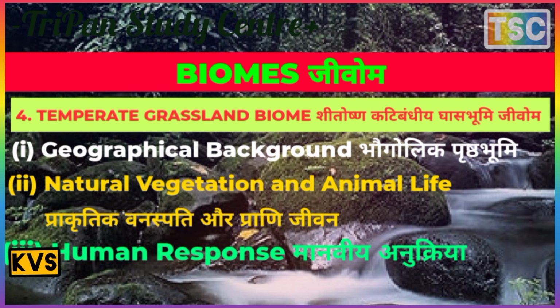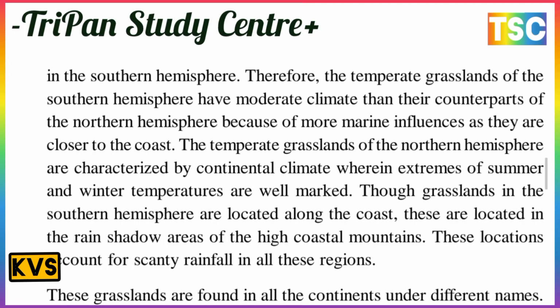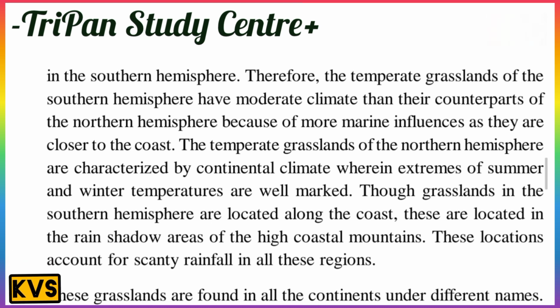The temperate grasslands are typically located in the interior of the continent in the northern hemisphere and near the margins of the continent in the southern hemisphere. Therefore, the temperate grasslands of the southern hemisphere have a moderate climate compared to their counterparts of the northern hemisphere because of more marine influence, as they are closer to the coasts.